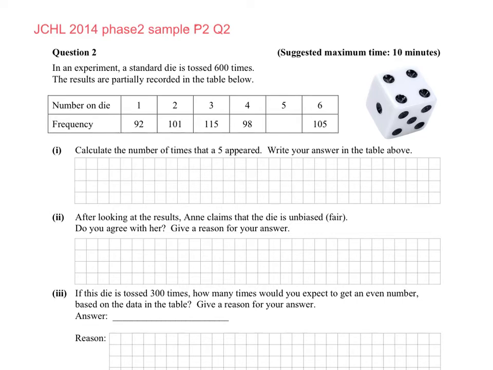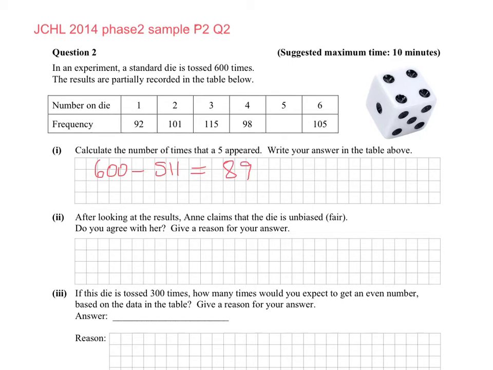So to find out what's missing from this table, you just take away the 5 values that you already have. You take those away from 600. So 600 take away, now the sum of all of those numbers comes to 511 when you actually add them all up. So the difference is going to be 89.